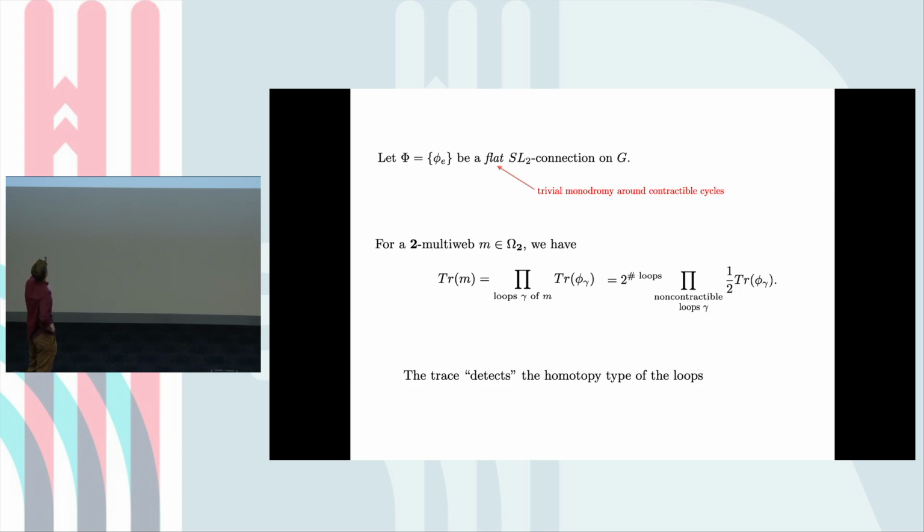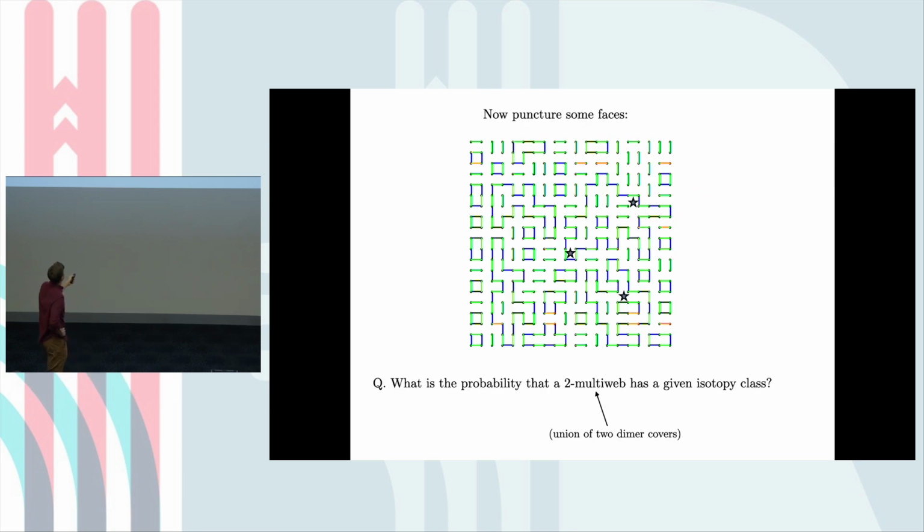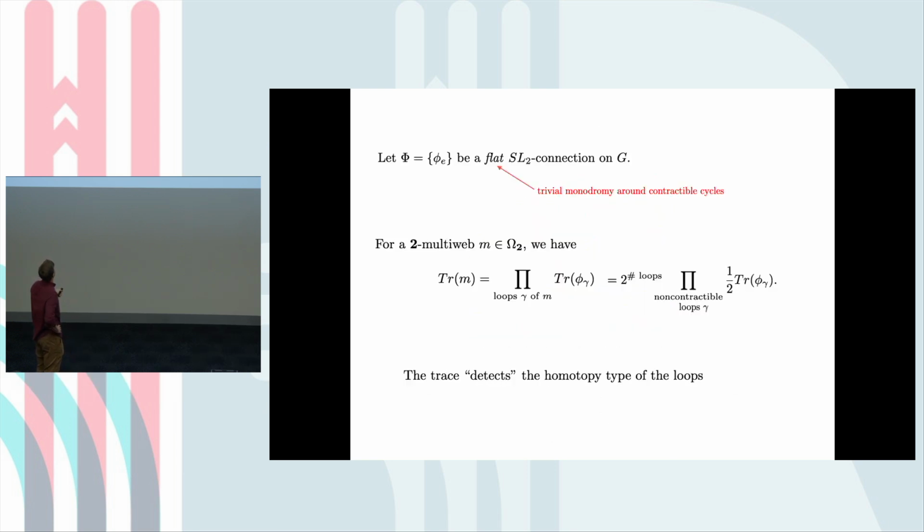We take a flat SL2 connection on my graph. I have a graph just like this one, which is a planar graph with some punctured faces. I'm going to take a flat SL2 connection. What does it mean to be flat? It just means that the monodromy around a face which is contractible is trivial. Then the formula for the trace of a multiweb is slightly different. It's not just 2 to the number of loops anymore, but 2 to the number of loops times, for every loop which surrounds one or more punctures, the trace of the monodromy of that loop. So the idea is that by varying the flat connection, this trace can detect the homotopy type of the loops in my union.